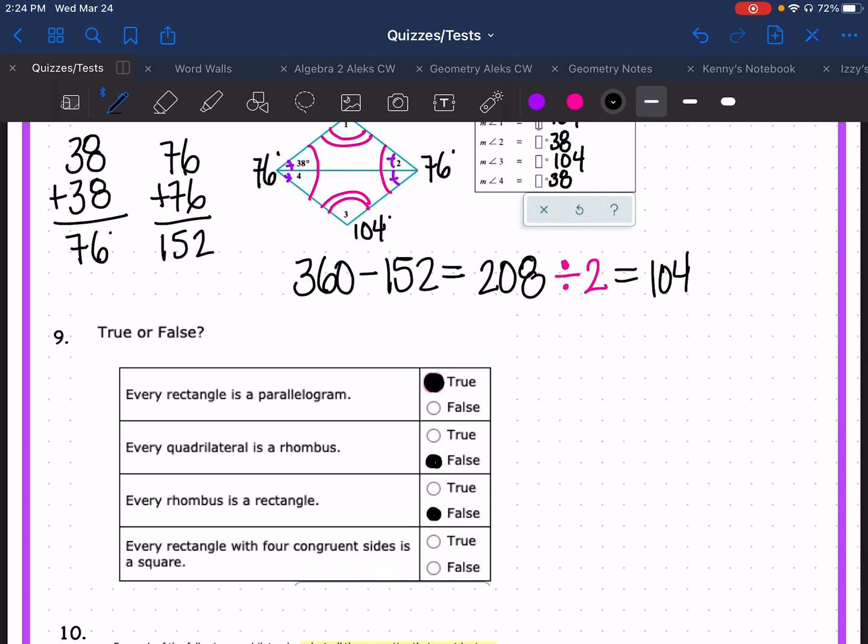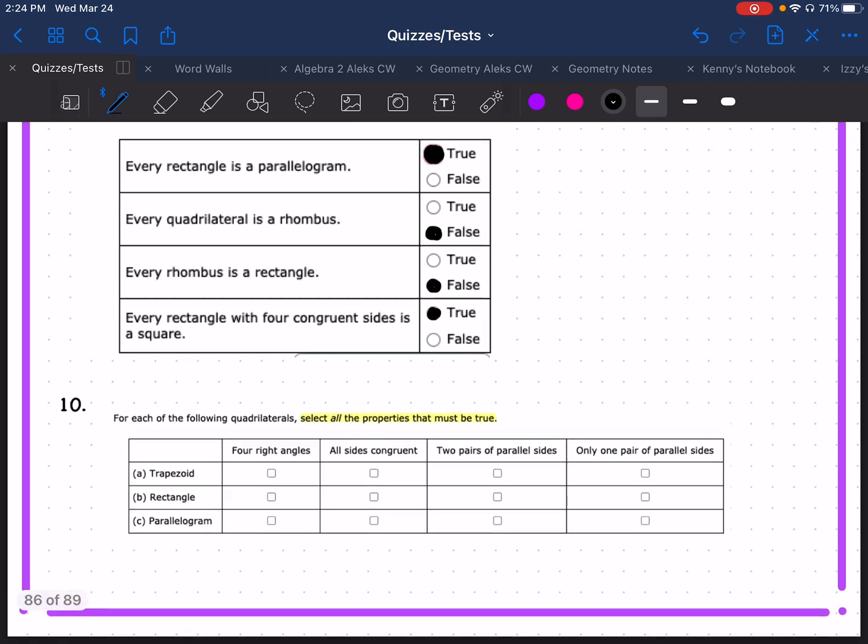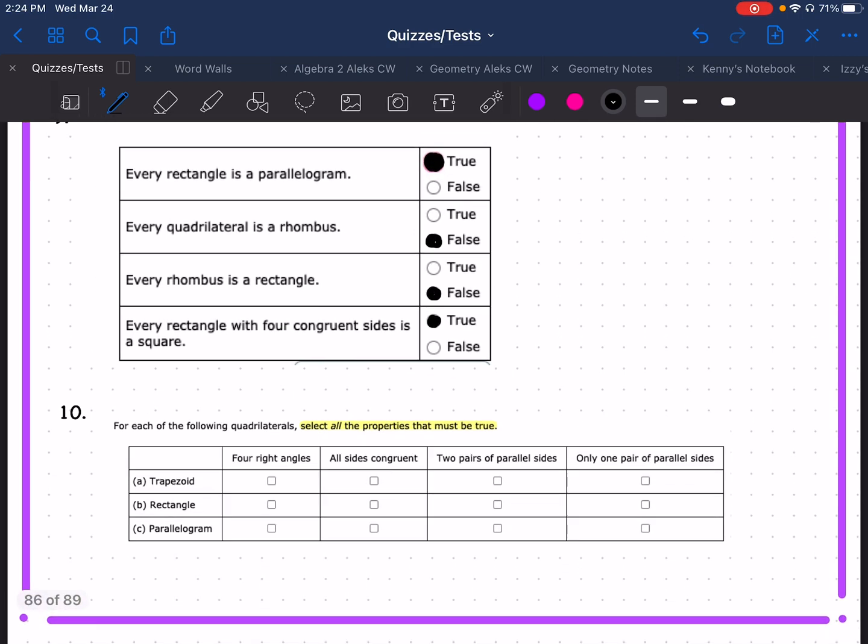Every rectangle with 4 congruent sides is a square. This is true. A square is a special type of rectangle that has four congruent sides. So this is true. All right, and our last question is just going to ask you to select all the properties that must be true. So I have a trapezoid, a rectangle, and a parallelogram, and I just have to read each one of the properties across the top, and if it's true, I'm going to click it. If it's not, I'm going to leave it unclicked.